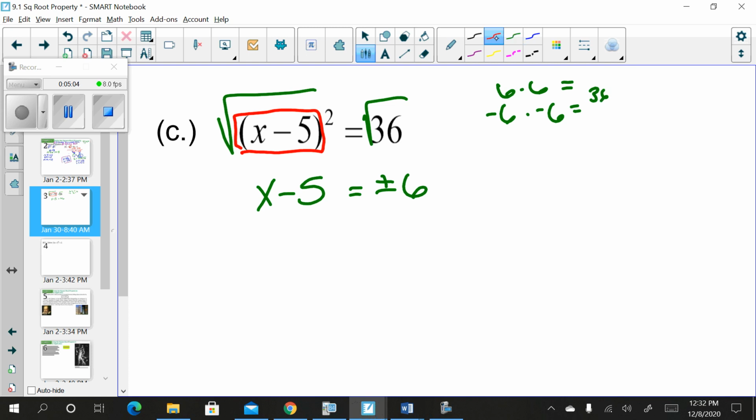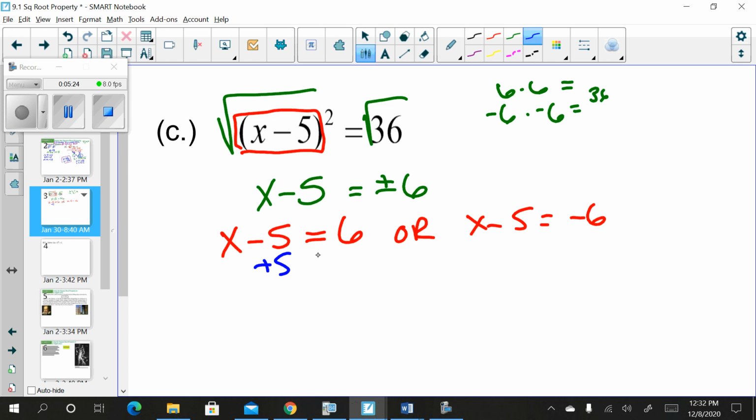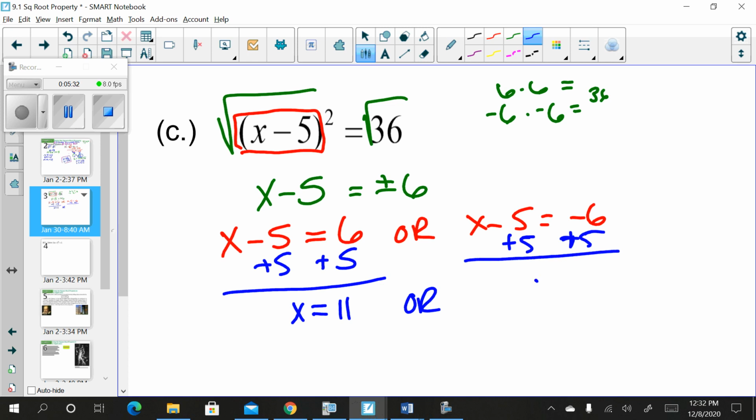Okay, so what does that mean? Well, we have some solving to do now. This x isn't by itself. I have to think of that as two separate equations, when it's equal to positive 6 or when it's equal to negative 6. This is kind of like when we did absolute value equations. When you take the square root, we get absolute value happening. There are two places on the number line where we're going to be 6 units away from 0. So we solve each of these independently, both the same way. We're going to add 5. So either x equals 11 or negative 6 plus 5 gives us negative 1.